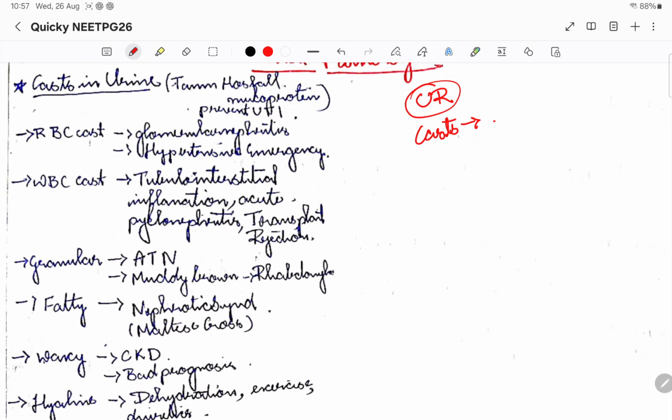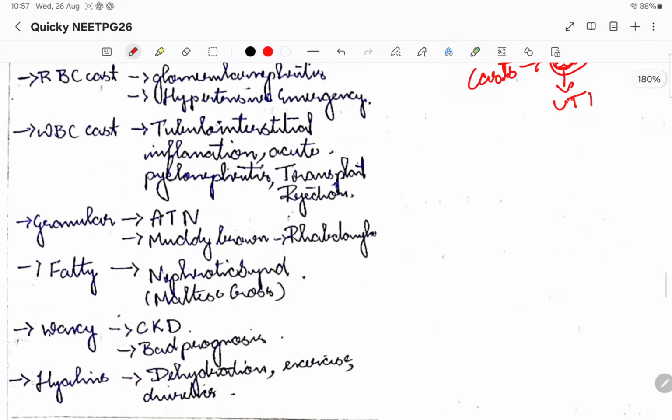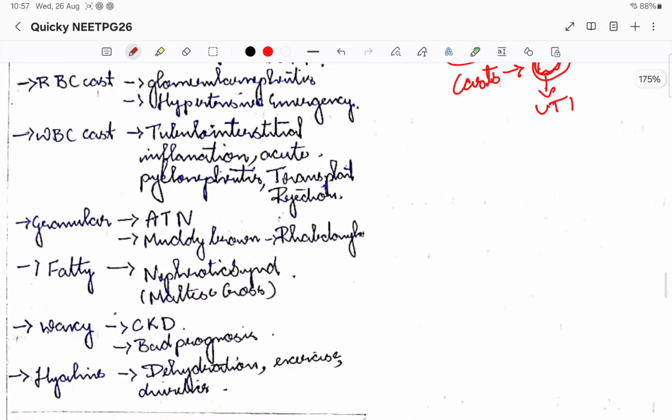Let us see what the casts are and what diagnoses we can make based on the casts. There is something called Tamm-Horsfall mucoprotein in all the casts. The covering is what prevents urinary tract infection from happening. This Tamm-Horsfall mucoprotein is an extra point, so please remember it if you want to. Then coming to the different types of casts and the different diagnoses that we can make.